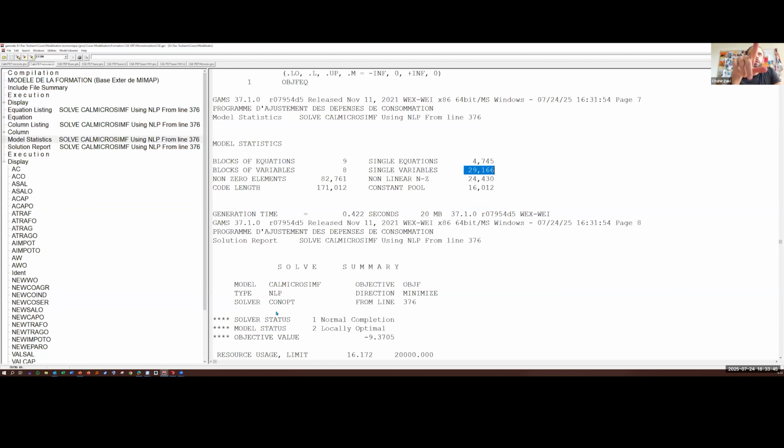And just a question here. The single equations that we have, the 4000 represents the number of households, right? Yes, the single equation is one per household. And here we have the number of variables because for each household we have many flows. So the labor, the wage, the capital rent, the transfers, transfer for government, and the saving, etc. Yes. Thank you. Okay.